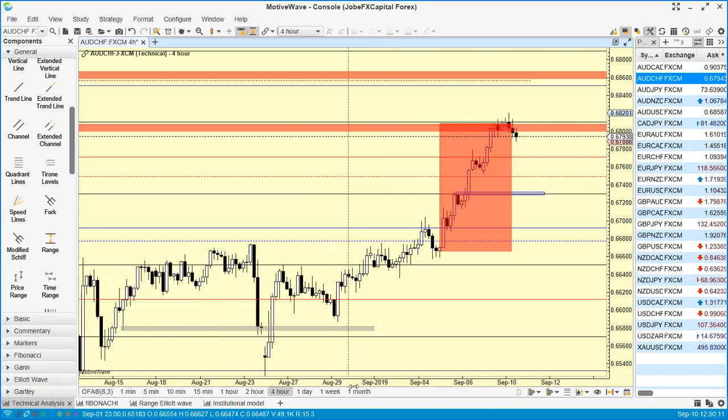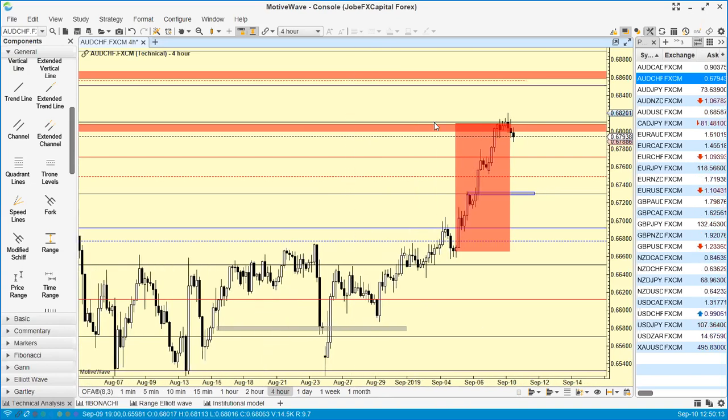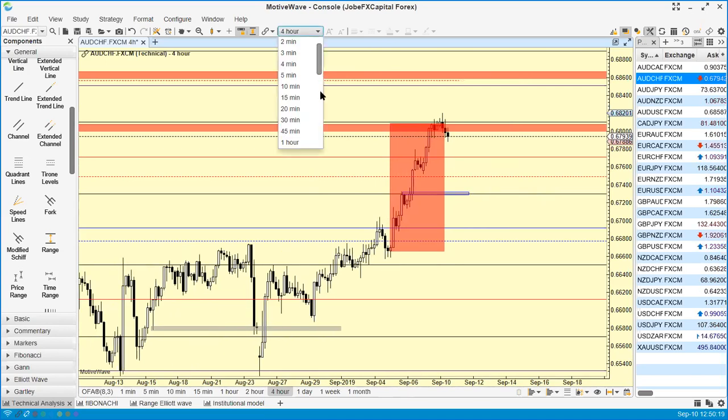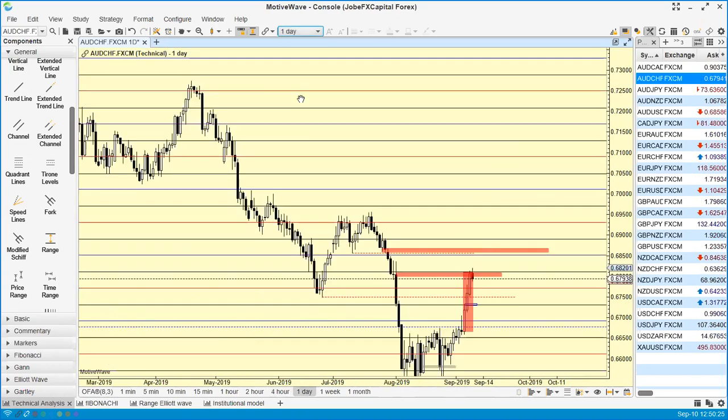So now, if I were to change this, let me show you a daily chart. This is a 4-hour chart. So if I go to a daily chart, that means that each candle now represents a day.